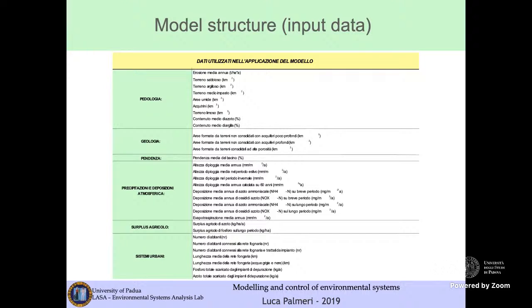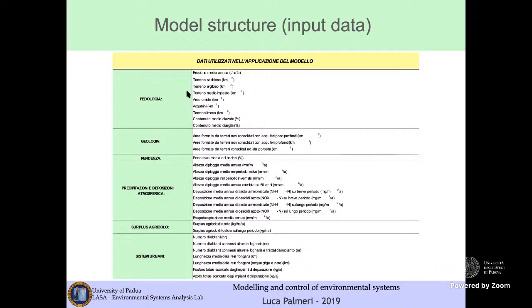In particular, for each of these sub-basins, we shall also include information concerning the pedology, so annual mean erosion, type of surface terrain, is it sand or clay, or for example, wetlands, water, seawater bodies, and so on.